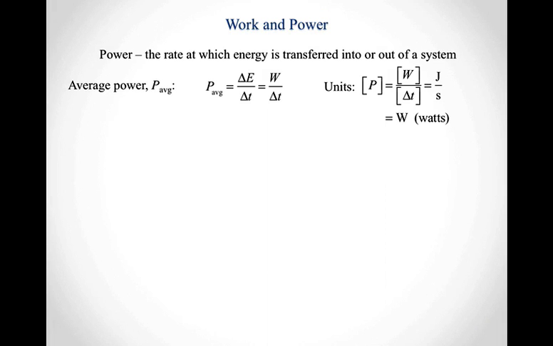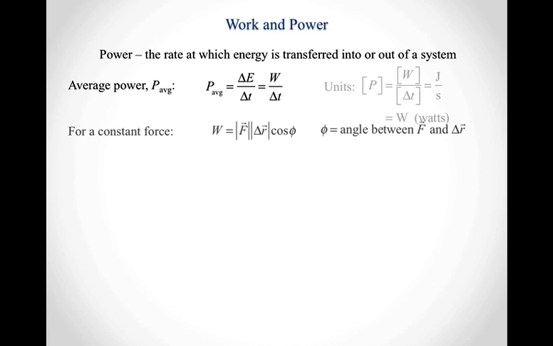So if I happen to have a constant force that's doing work on my system, I know that I can calculate the work done by a constant force is equal to the magnitude of the force times the magnitude of the displacement times the cosine of the angle between those two vectors. So phi here in this expression is defined to be the angle between the force vector and the displacement vector.